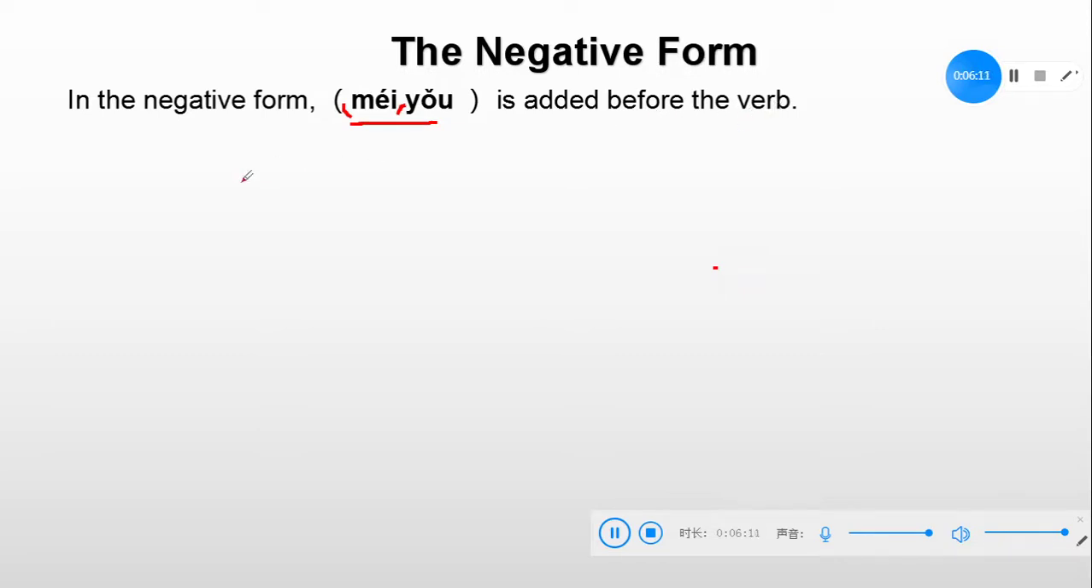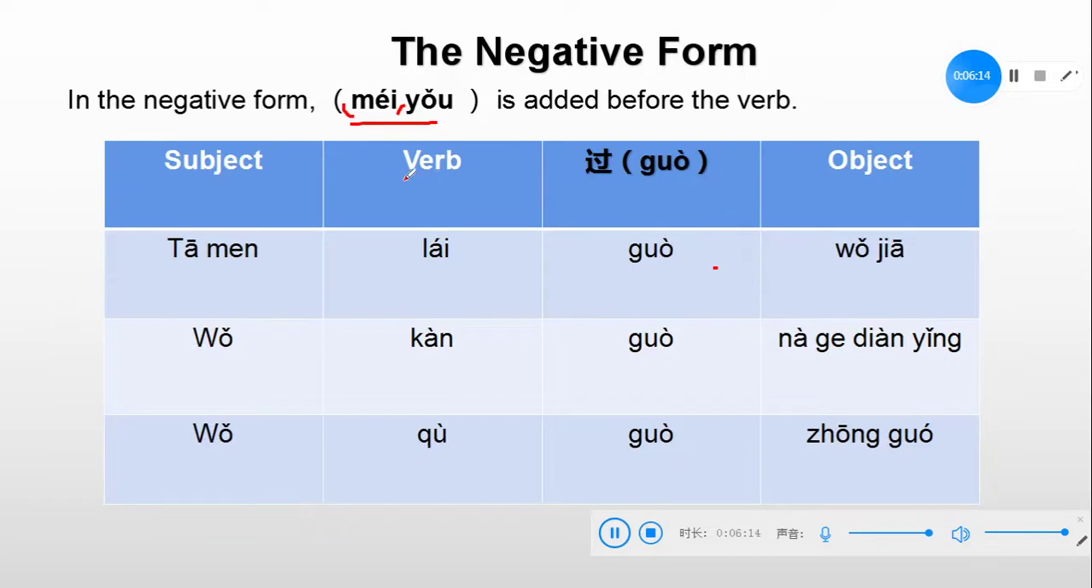Here is the sentence structure which we learned on the last page, the basic sentence structure. Here the negative form 没有 should be put before the verb. The verb is here, so before it and after the subject, in the middle of these two. So this sentence structure becomes subject, 没有, verb, 过, with an object.